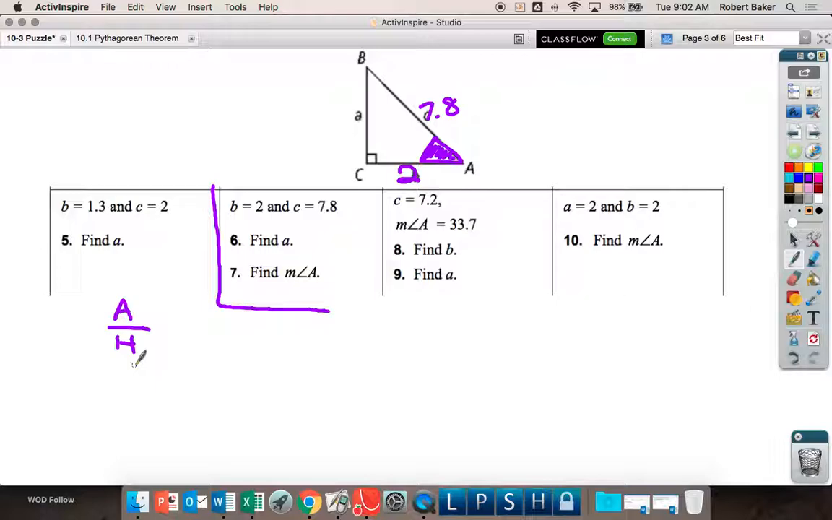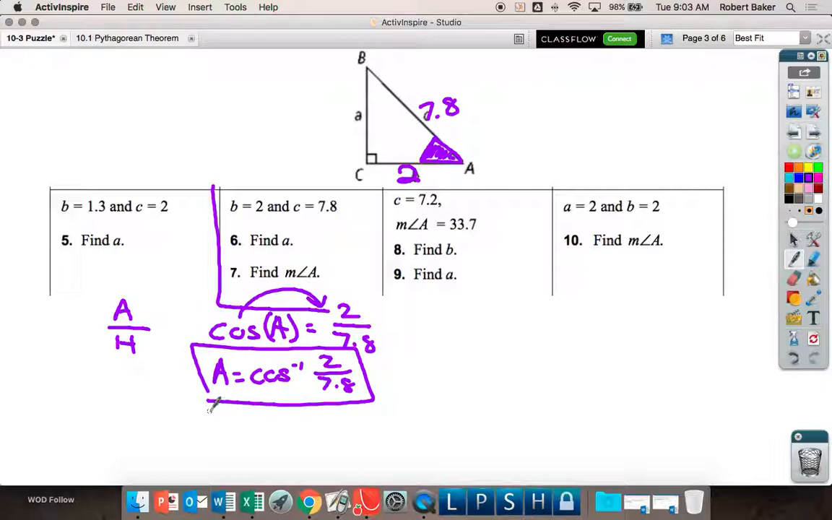What is the trig function that is adjacent over hypotenuse? Cosine. So to solve for angle A, I have to do the cosine of A, and it's equal to the adjacent value over the hypotenuse value. Cosine of A is equal to 2 over 7.8. Notice that's the big A, the angle A, not the side length A. So to solve for A, I have to move cosine over here, and it says A equals cosine negative 1 of 2 over 7.8.